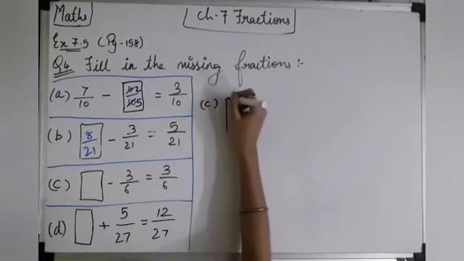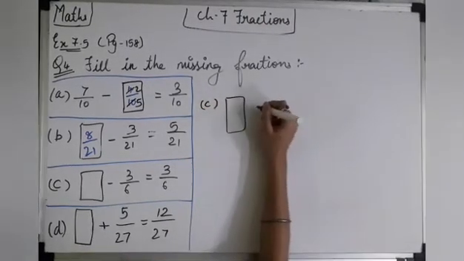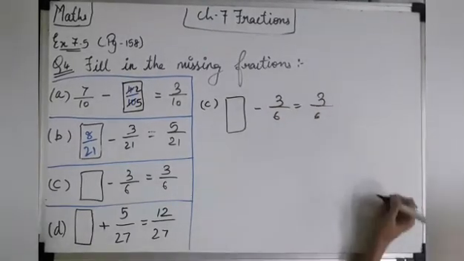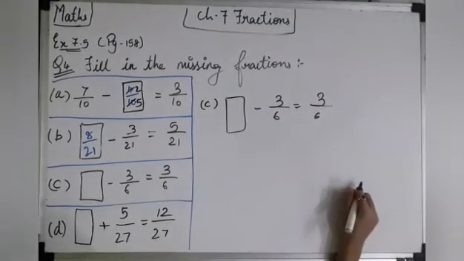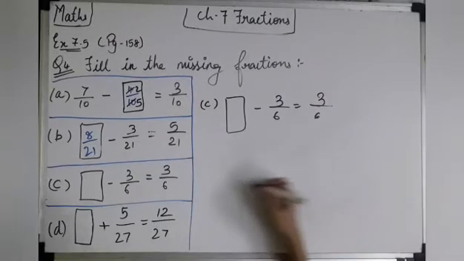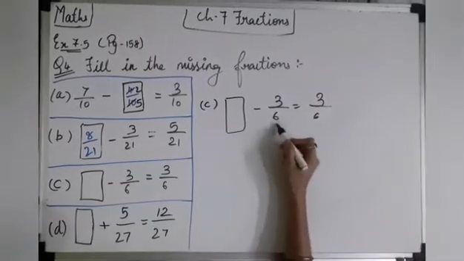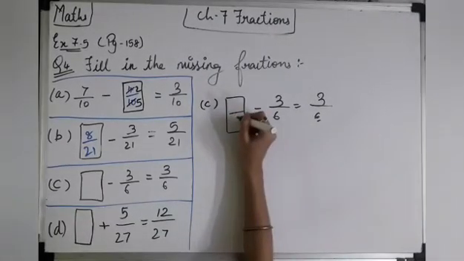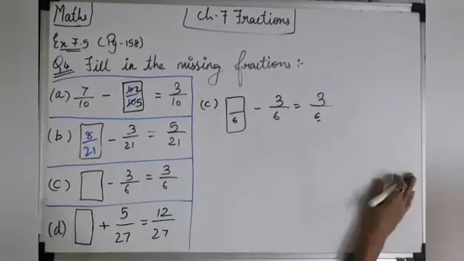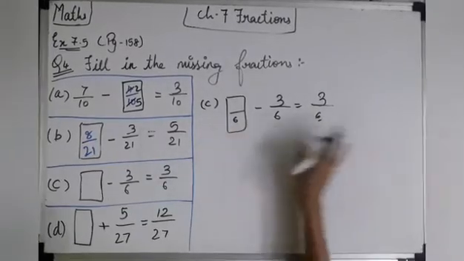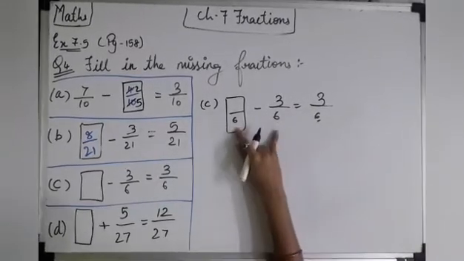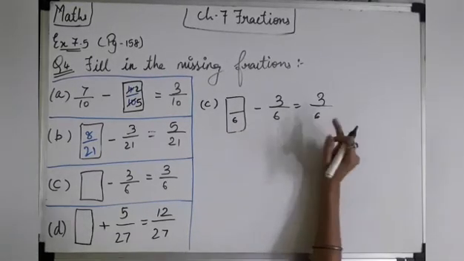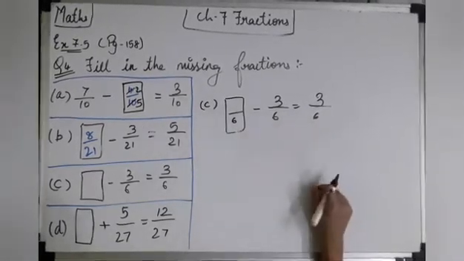See. Dash minus 3 upon 6 is equal to 3 upon 6. Here also it is the same: 6 is there in the question and in the conclusion also. So I will put 6 first. I will solve the denominator first. Both denominators are the same, which means they are like fractions. So in the conclusion we can write 6. Okay, here 6 is coming.